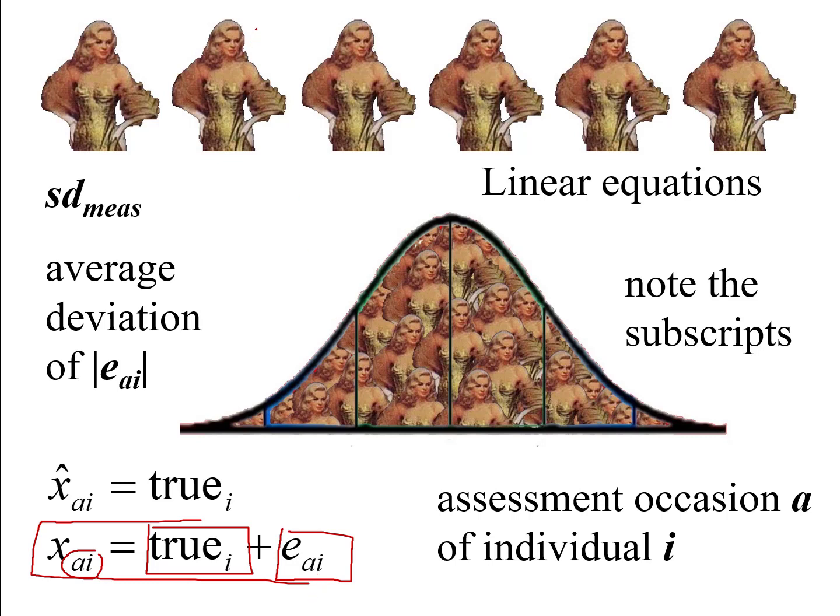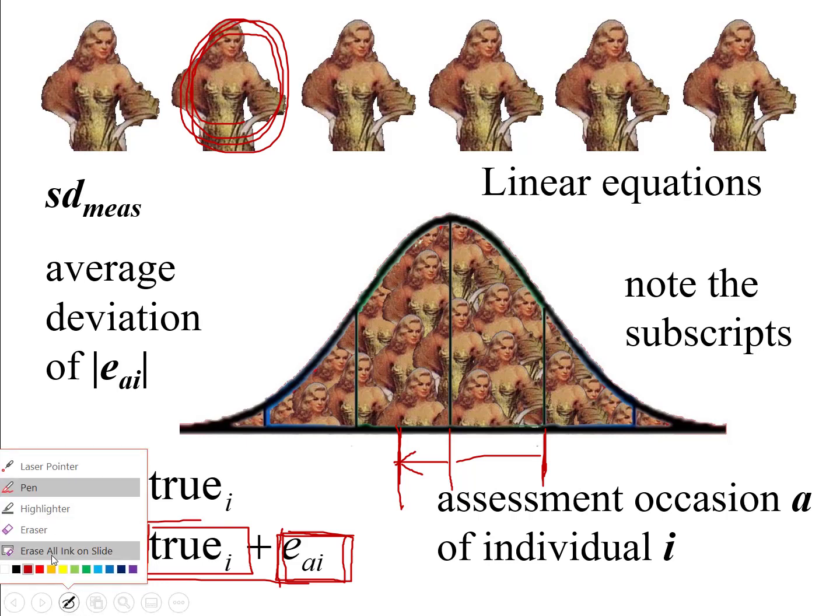If I do this one assessment up here and I get this one score, maybe this score is up here, or maybe her score is down here. How much does that assessment occasion deviate from her true score? That's the amount of error that I get. The error is how far a score from an assessment occasion deviates from that person's true score.